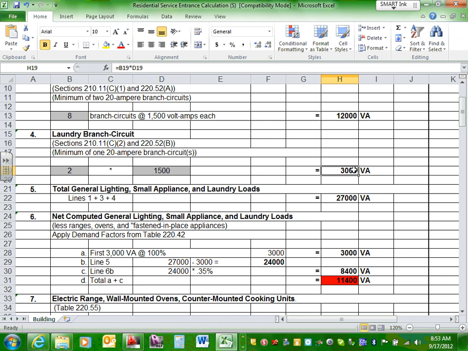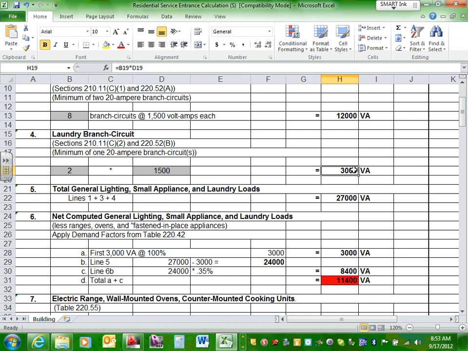As you go through the loads, ask yourself where you fed each one from, for example air conditioning or water heaters. All these loads you have to assign to the panel that you fed it from when you calculate the load. Cool? Any questions about this?